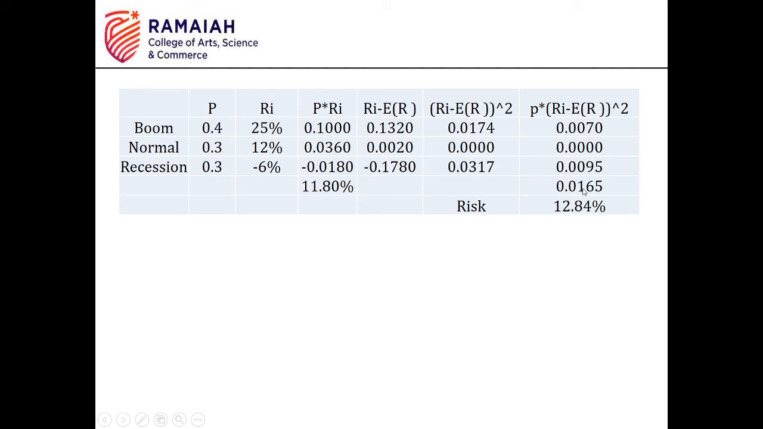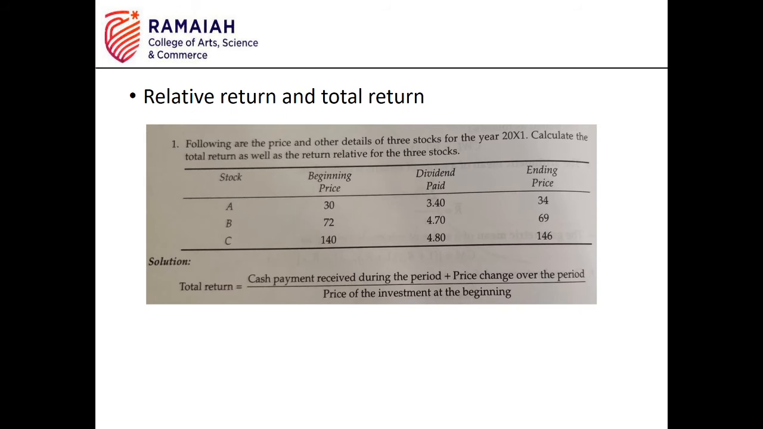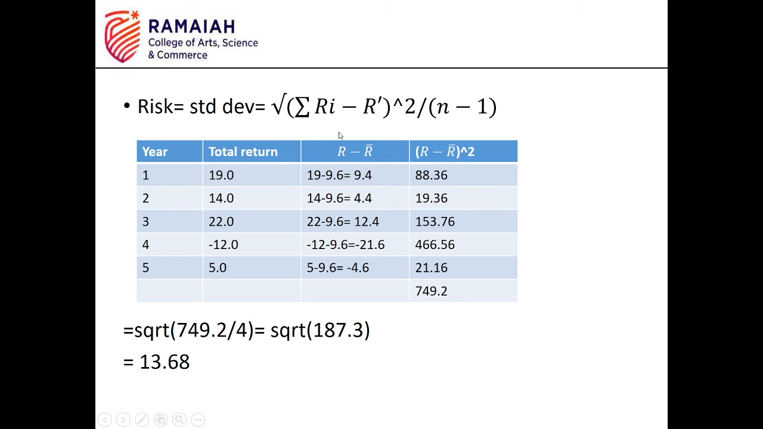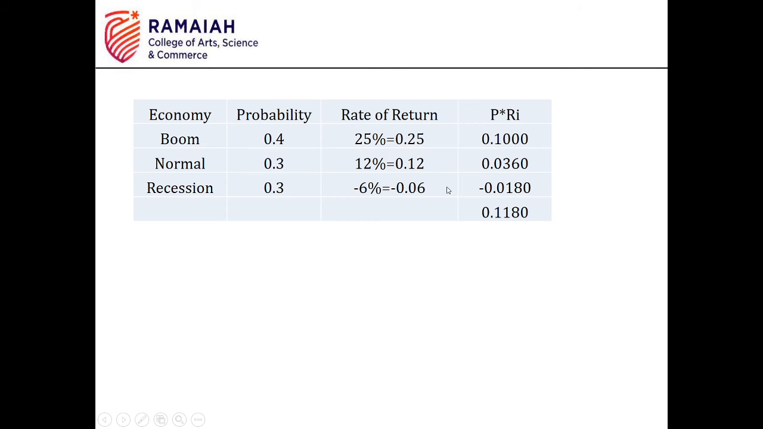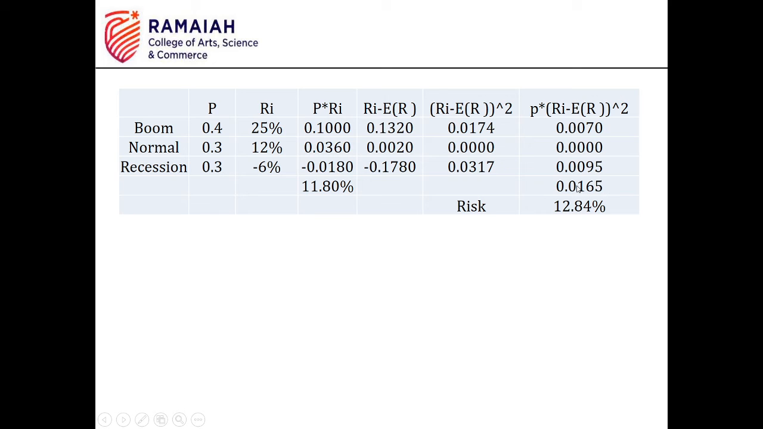So what do you do with the sum? You just have to divide it by n minus 1. It is a similar formula which you had seen here. Same thing, you just have to take the square root of 0.0165 divided by 2, whole to the power of 1 by 2, or you can take the square root. So this is your risk.